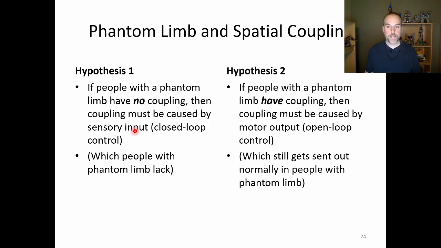Alternatively, if we test people with phantom limbs and they show spatial-temporal coupling, then coupling must be caused by the motor output, because that's still intact and it could still be what's causing coupling, because that is identical in individuals with and without a phantom limb.